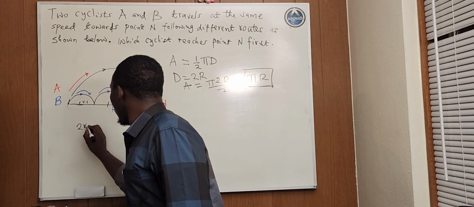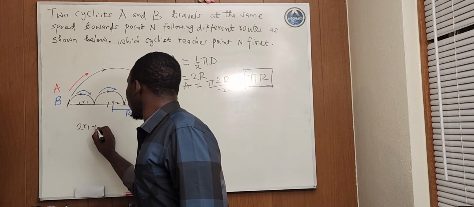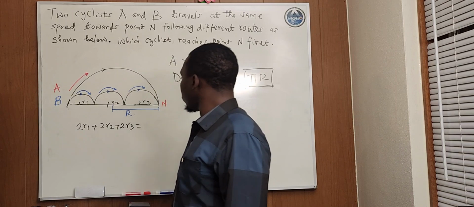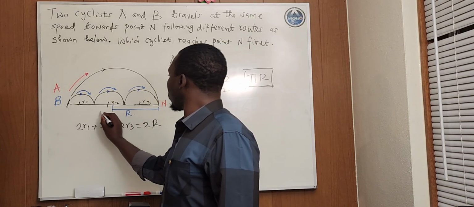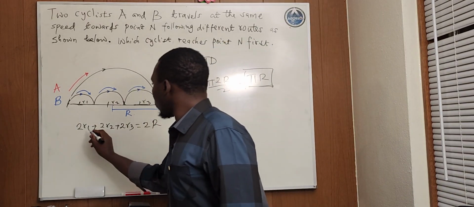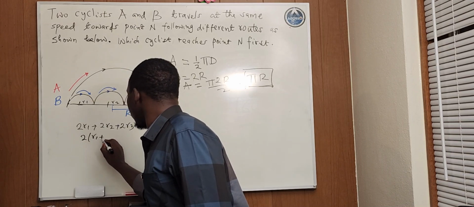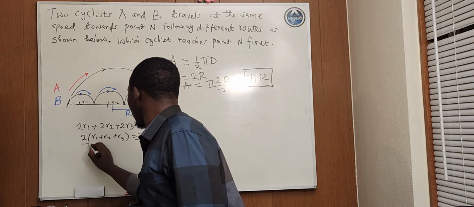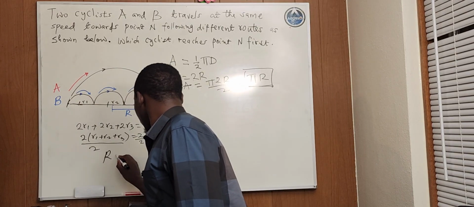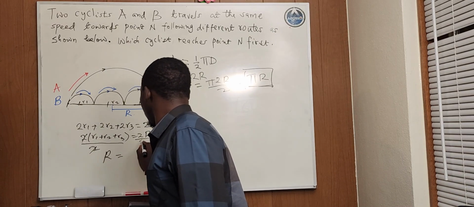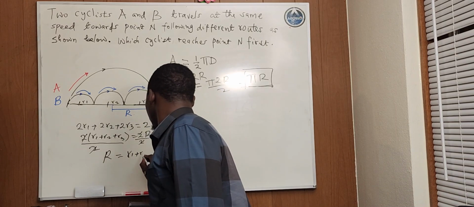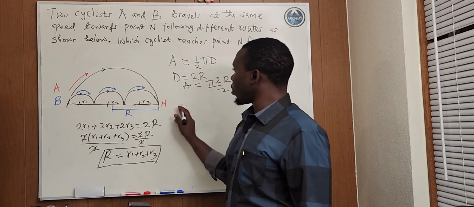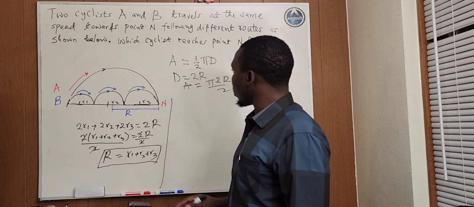So we can say 2r1, the distance from here to here, plus 2r2 plus 2r3 is equal to 2r, which is equivalent to the diameter of the circle. So here we can factor out 2 to get r1 plus r2 plus r3 equals r. Then we divide both sides by 2, and we find that r is equal to r1 plus r2 plus r3. So we are going to use this relationship in order to see which cyclist reached point N first.